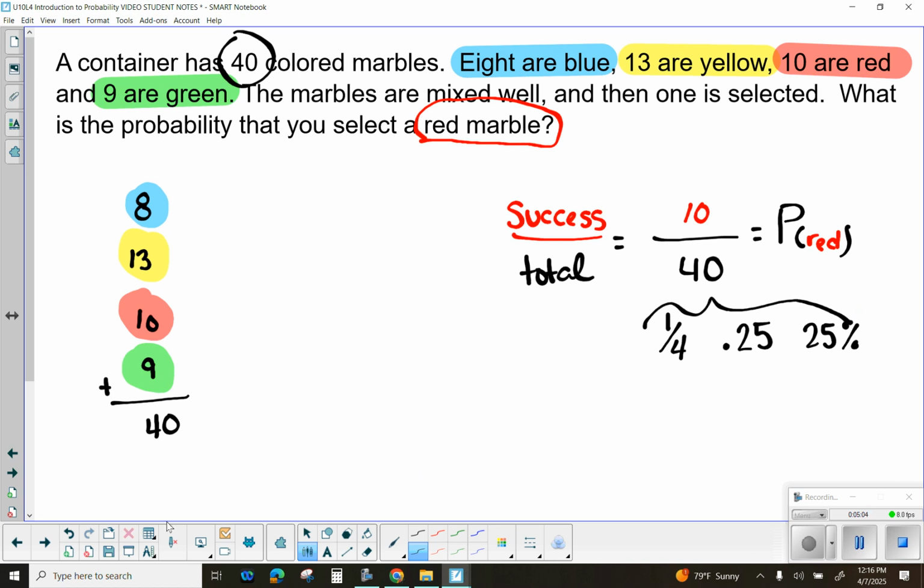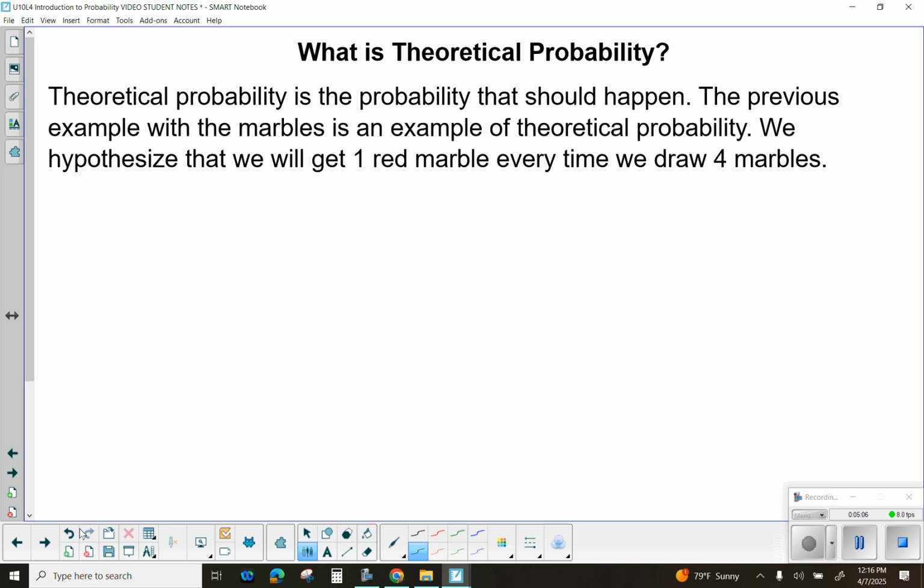That's how we figure out probability. Theoretical probability is how you figure out the probability without doing anything. So for instance, in that last problem, we didn't actually do anything, right? We knew based on the number of marbles that it was a 1 in 4 chance to get a red marble, but we didn't do anything.